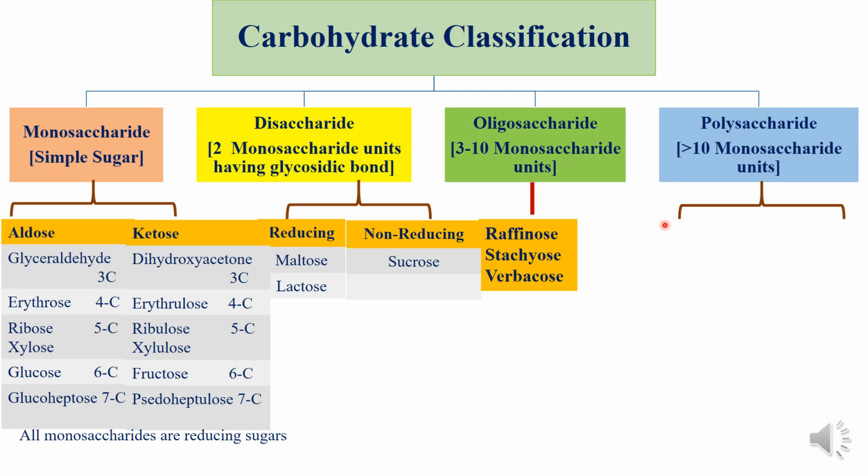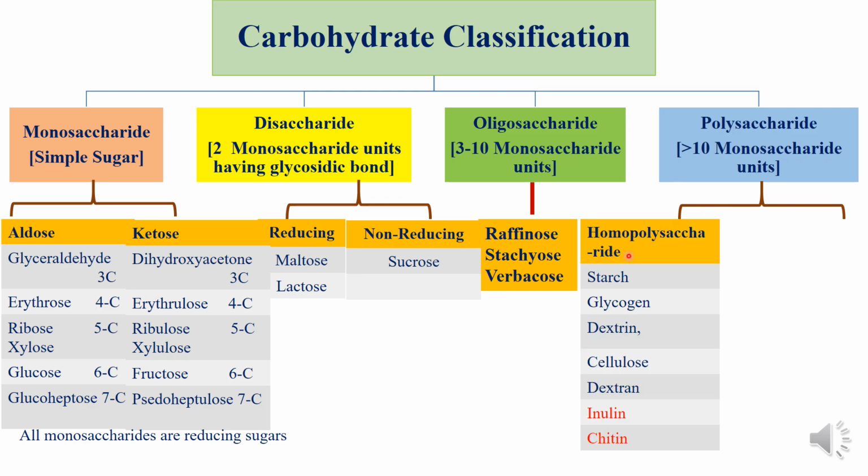The polysaccharides are further classified as homopolysaccharides, which means they are made of same monosaccharide repeating units. Examples are starch stored in plants, glycogen stored in animals, dextrin is partially digested starch, cellulose is found in plant cell wall, dextran is synthesized by microorganisms. All these examples which are written in blue here are polymers of glucose.